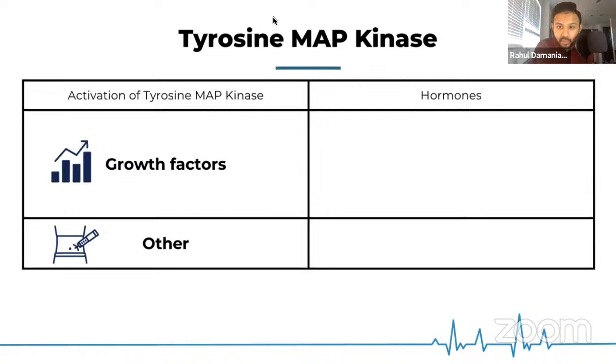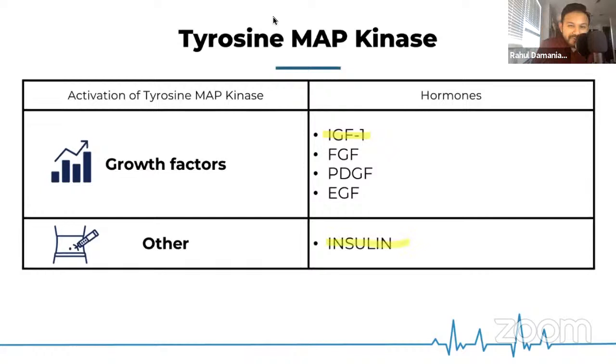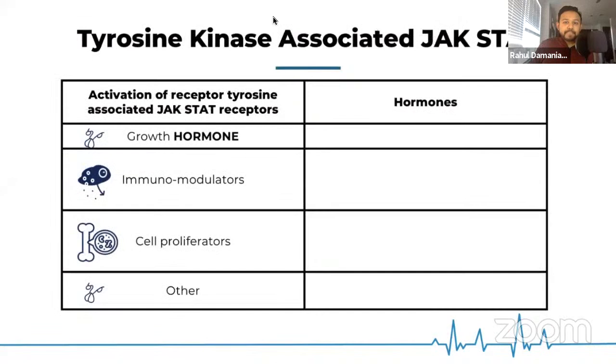So say, for example, they give somebody who has increased IGF-1 levels, say that they have gigantism or acromegaly, they can say upregulation of the tyrosine kinase MAP pathway, and that can be your answer. The other important one that acts via the tyrosine kinase MAP pathway is going to be insulin. And we're going to revisit that when we talk about diabetes, but I did want to put this in here for completeness' sake, and we'll do a little bit of spaced repetition a little bit later on.